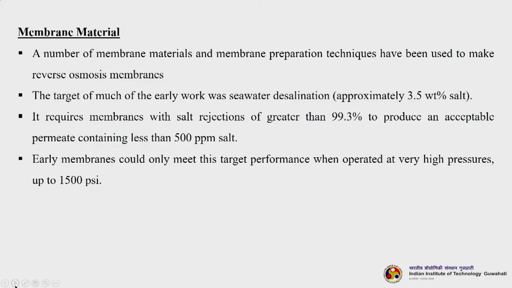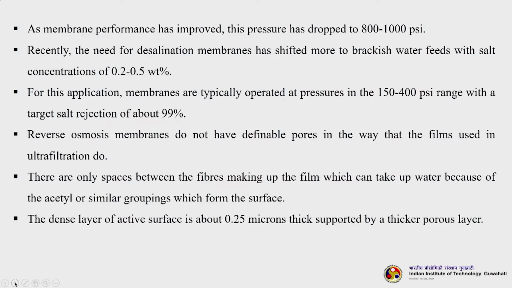It requires membranes with salt rejections of greater than 99.3% to produce an acceptable permeate containing less than 500 ppm salt. Now, early membranes could only meet this target performance when operated at very high pressures, about 1500 psi. As membrane performance has improved, this pressure has dropped to 100 to 1000 psi. Membrane performance has improved basically due to the breakthrough in membrane manufacturing.